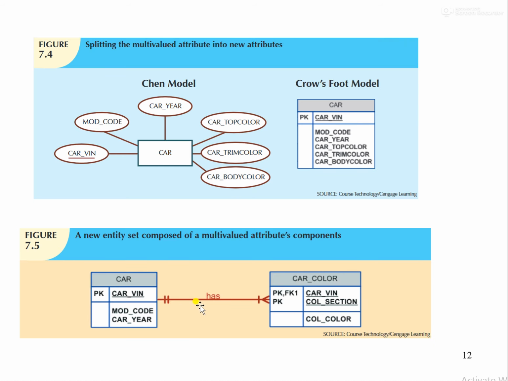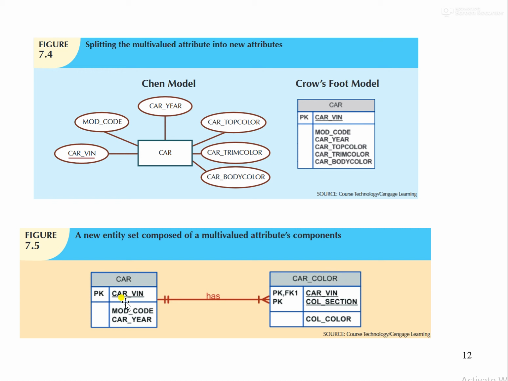Yes. Like here, car and car color, and they have a one to many relationship. If you look at the car entity, the primary key is car underscore VIN. And if you look at the primary key for car color, it has a primary key that consists of two attributes. One is car selection, another one is car vehicle identity number or car VIN. Now car VIN is a primary key in the car entity, but here it is part of the primary key of car color and we call it a foreign key.